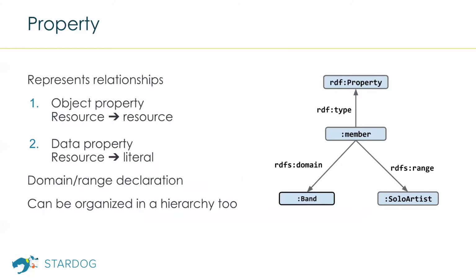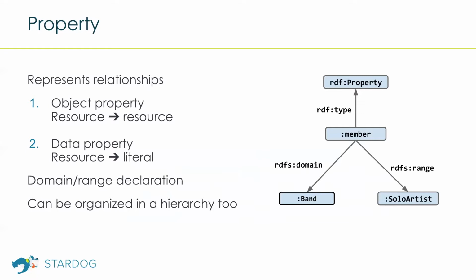RDFS, which is the RDF Schema type, lets you specify the domain and the range of your properties. The domain says that anytime we're using this relationship, the subject of that triple will be of this class. Range says the object of the triple will be of this class. So in this case, we have that member relationship.